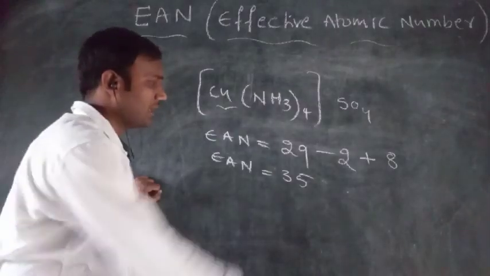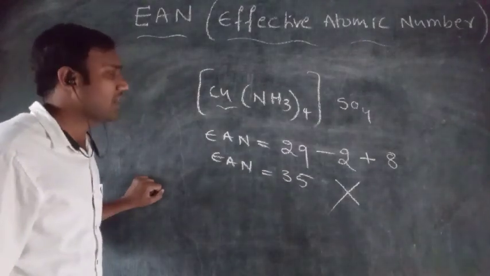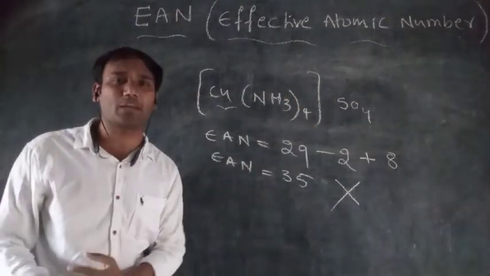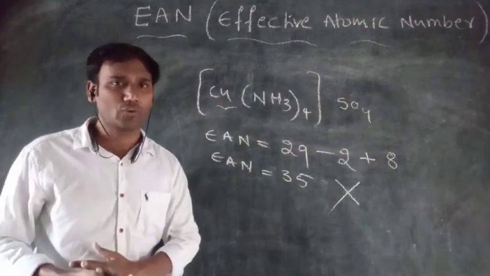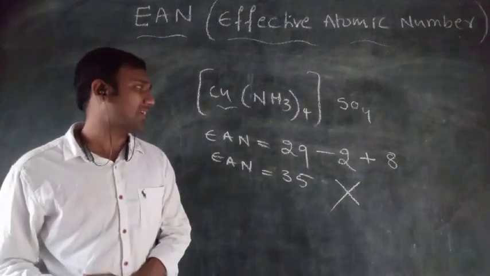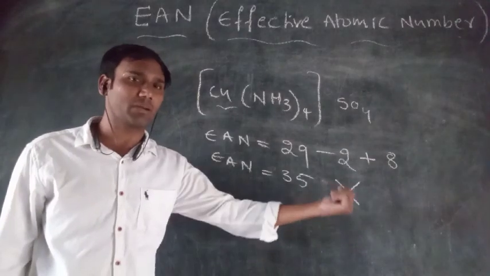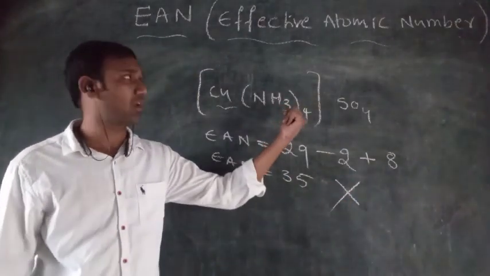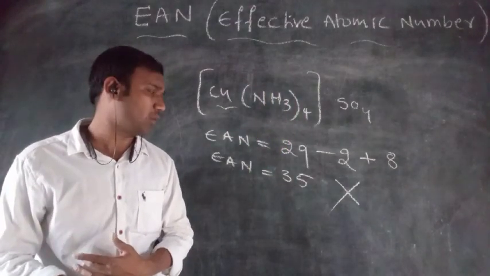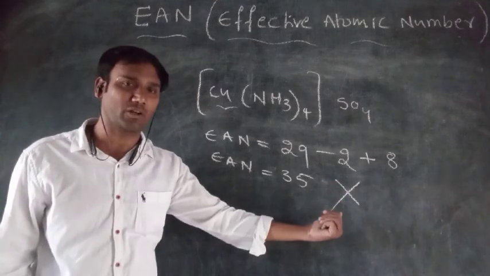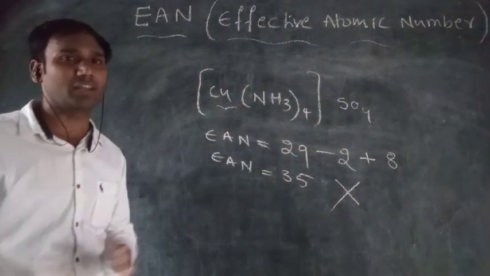So is 35 any inert gas? No, it is not an inert gas atomic number. So that means, according to Sidgwick, this complex is not stable, or we can say the complex is not following the EAN method. So finally, in a complex, if the central atom EAN value is equal to an inert gas atomic number, we can say the complex is stable and following the effective atomic number method. If the central metal atom effective atomic number is not equal to an inert gas atomic number, we can say the complex is not stable, otherwise the complex is not following the EAN method.